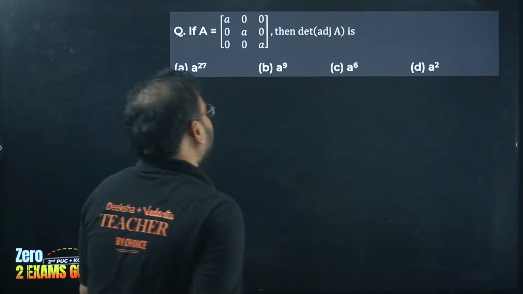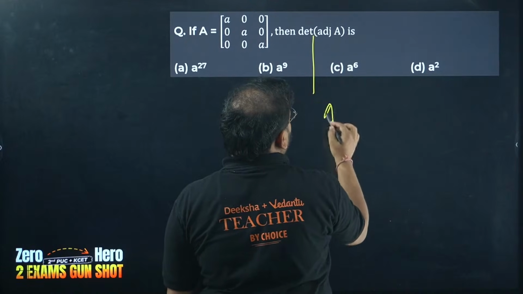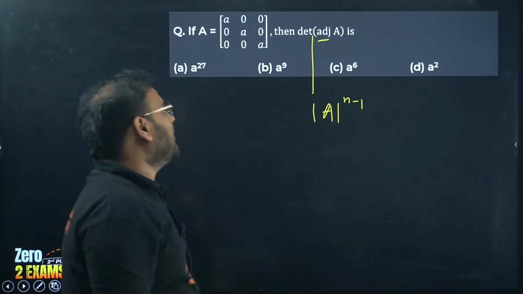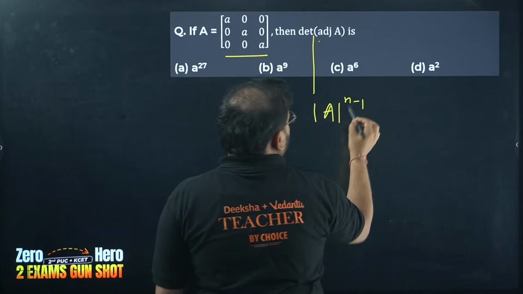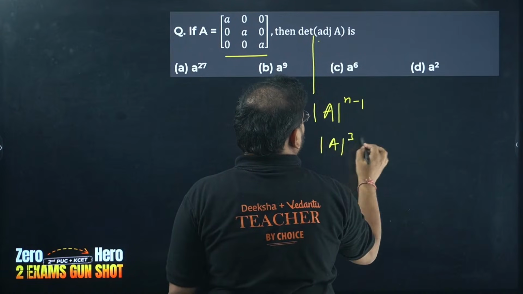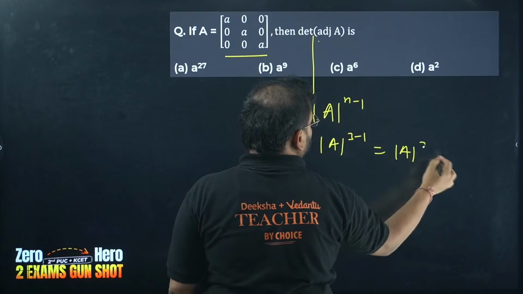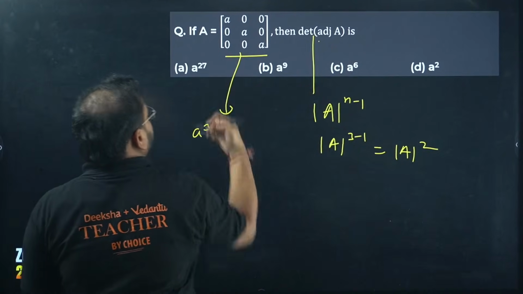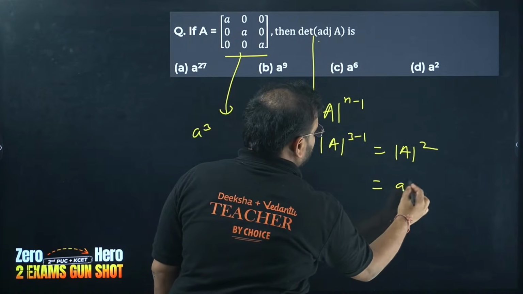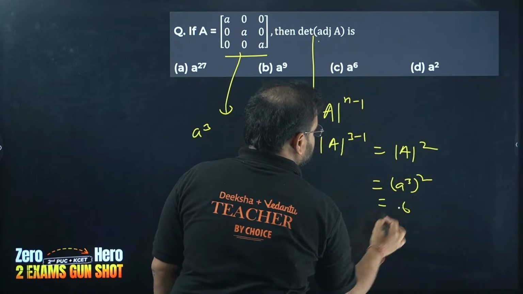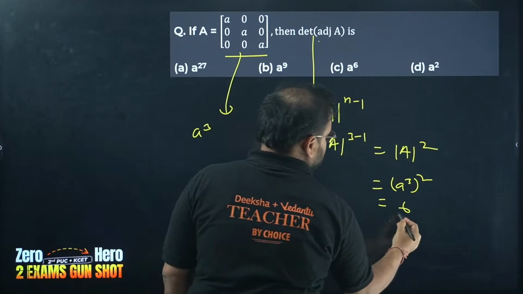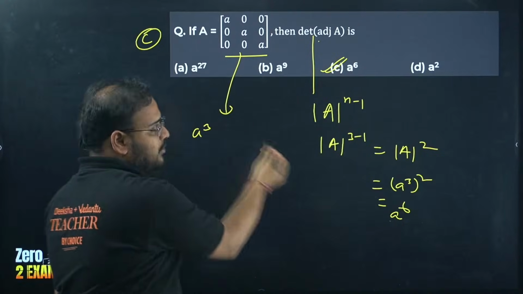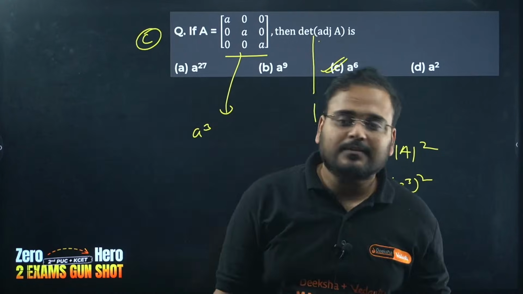Good. What do we have here? Determinant of adjoint of A. The property for this we all know: determinant of A power n minus 1, because we have only one adjoint, so n minus 1. N here is 3. So we have determinant of A power 3 minus 1, so determinant of A squared. Determinant of A here will be A cubed. So the answer will be A cubed squared, which is A power 6. I hope nobody will ask me how we get A cubed, because you all know how to find the determinant of that.